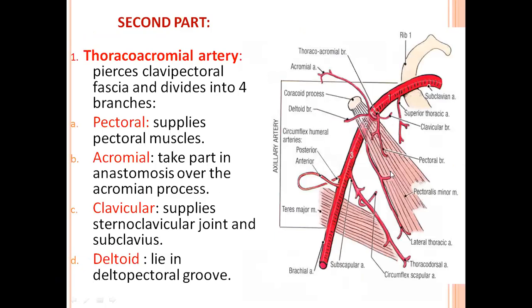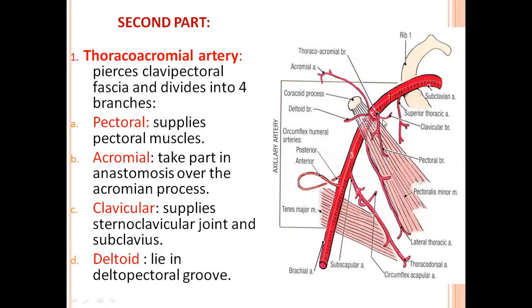The second part is behind the pectoralis minor. How many branches does it give? Thoracoacromial is one branch, lateral thoracic is one more branch. Let us go into the details of the thoracoacromial artery. It pierces the clavipectoral fascia. I told you many times when we were doing the relations of the axillary artery. It gives one pectoral branch supplying the pectoral muscles. It gives the acromial branch going towards the acromion process and it forms an anastomosis there. That also we will study today.